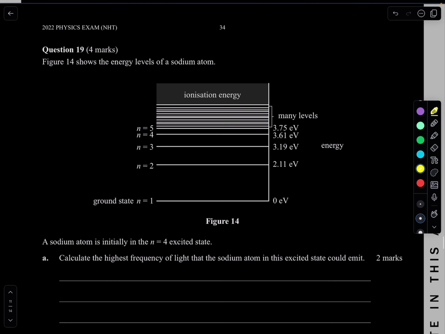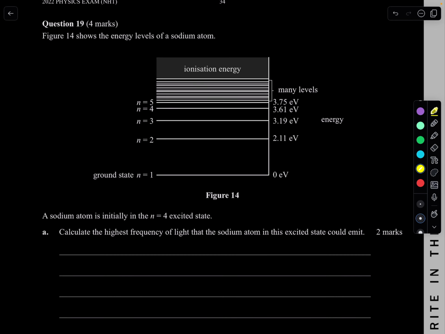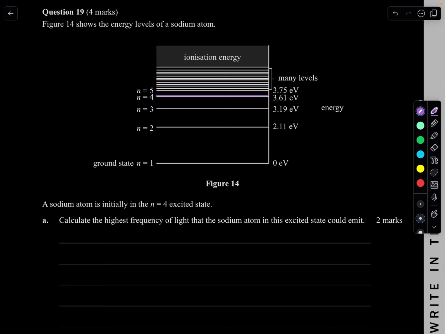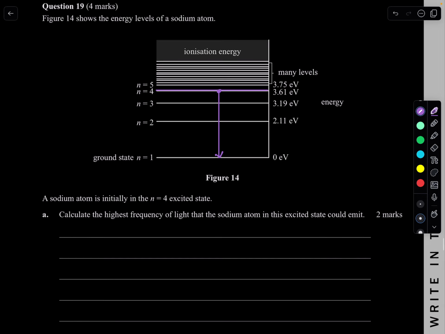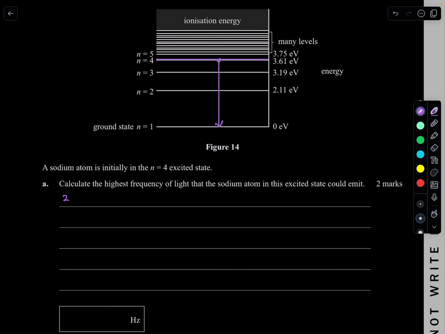Question 19. Figure 14 shows the energy levels of a sodium atom. A sodium atom is initially in the n equals 4 excited state, so it's initially here. Calculate the highest frequency of light that a sodium atom in this excited state could emit. Remember, the highest frequency means the highest energy, and the highest energy is going to 0 because that's the longest arrow you can build from all of those energy states, which is 3.61 electronvolts. We just want to calculate the frequency of it.